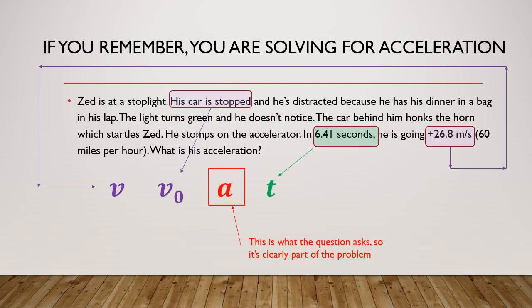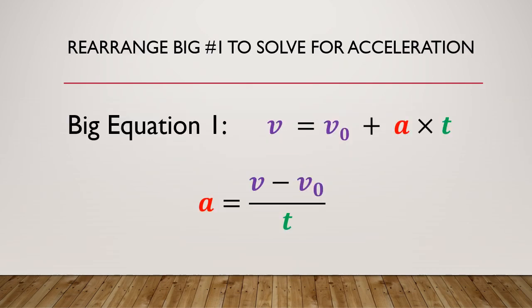So let's relook at this problem to find our data. We know his initial velocity is 0, his final velocity is 26.8. We know time is 6.41, and we're looking for acceleration. Okay, so we're going to have to rearrange big equation number 1 to solve for acceleration.